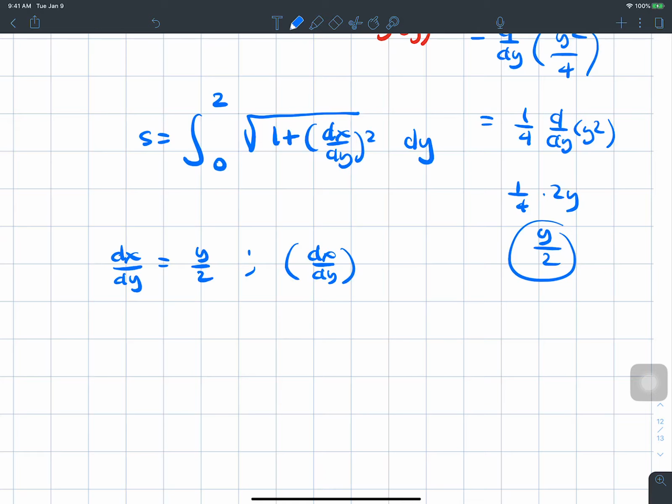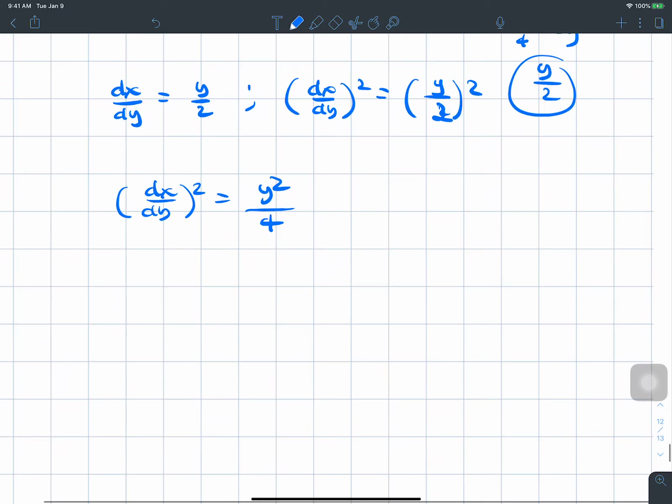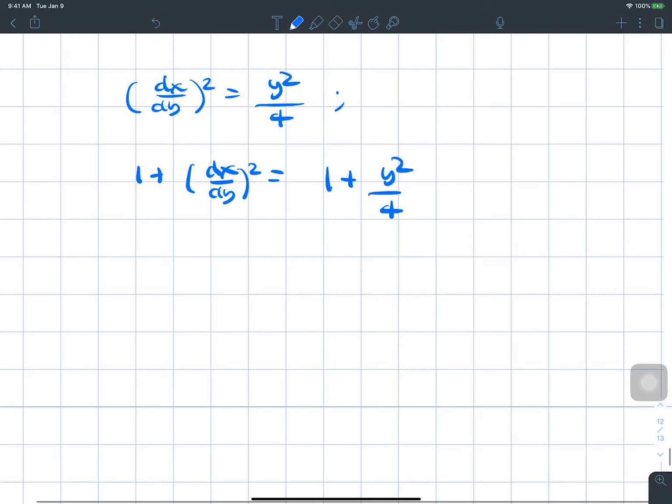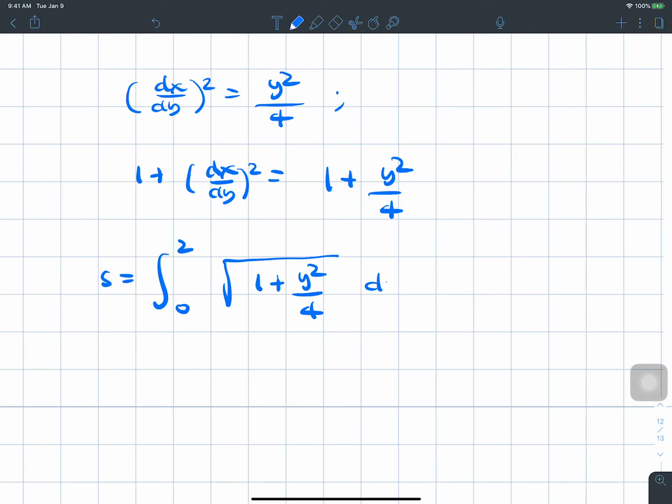We're going to square this. And we end up with dx dy squared becomes y squared over 4. So 1 plus dx dy squared becomes 1 plus y squared over 4. And so you can say we have to integrate from 0 to 2 square root 1 plus y squared over 4 dy.